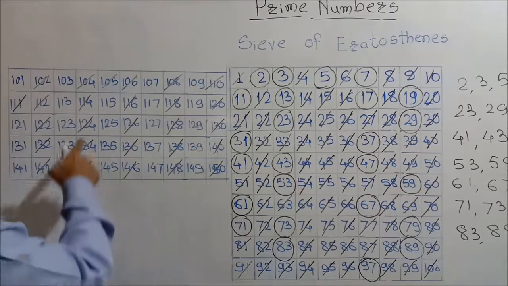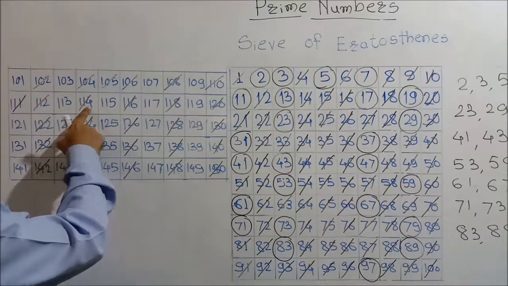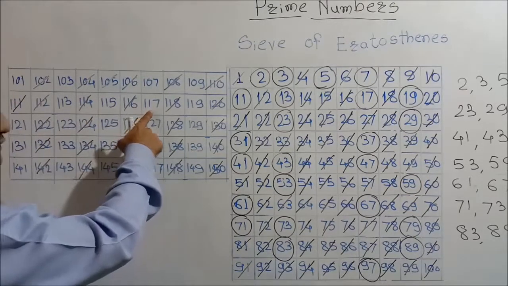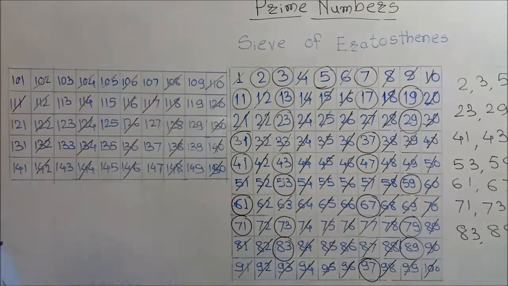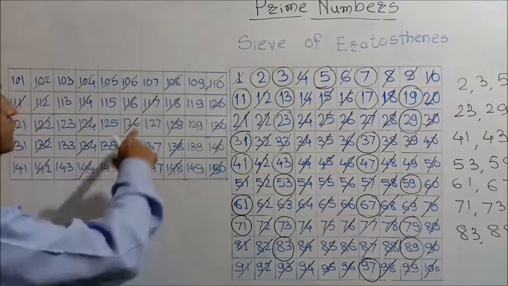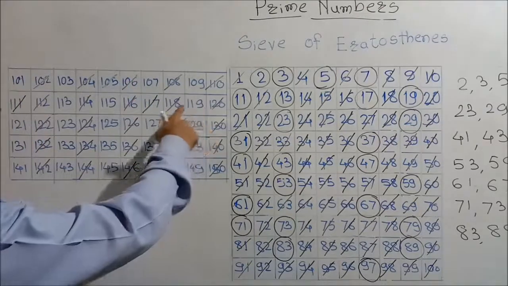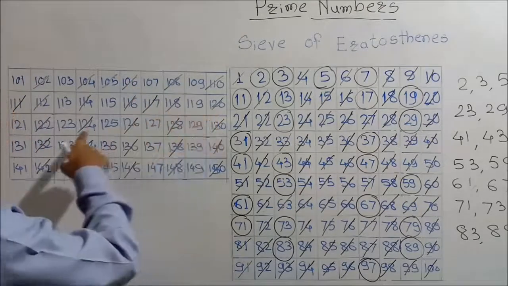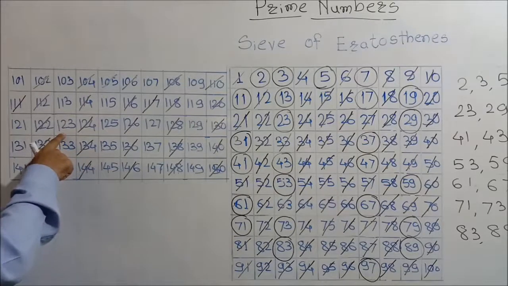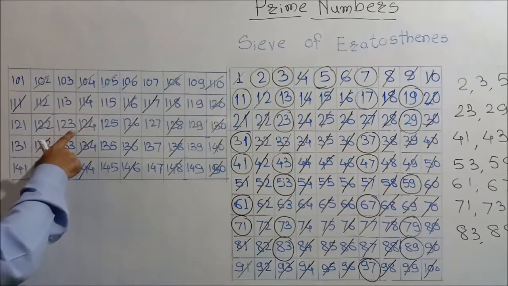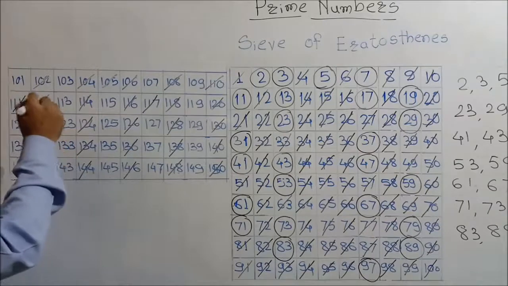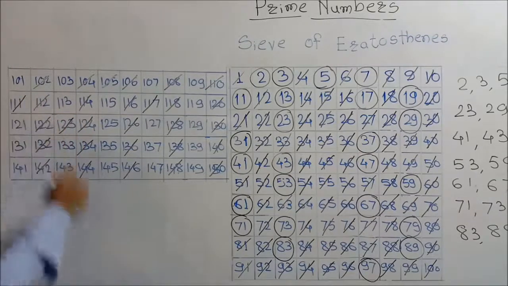Then we have 114. Then we have 117, which is also in the table of 3, since 1 plus 1 plus 7 becomes 9, so it is divisible by 3. Next we have 120. Then 123: 1 plus 2 plus 3 becomes 6, and it is in the table of 3, so 123 is divisible by 3.